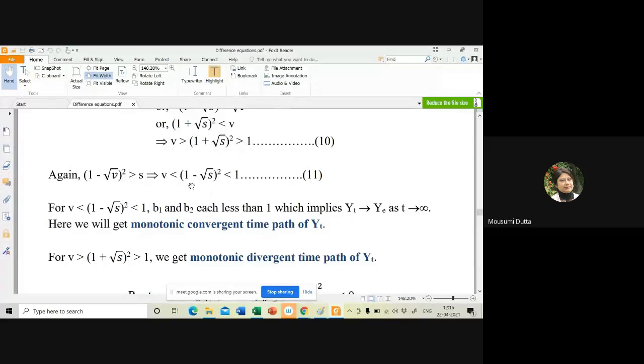So if you subtract something from 1, it can be 0.8, 0.9, whatever. And if you take the square of that, will it be less than 1 or greater than 1? Less than 1. So now you are understanding? Okay.